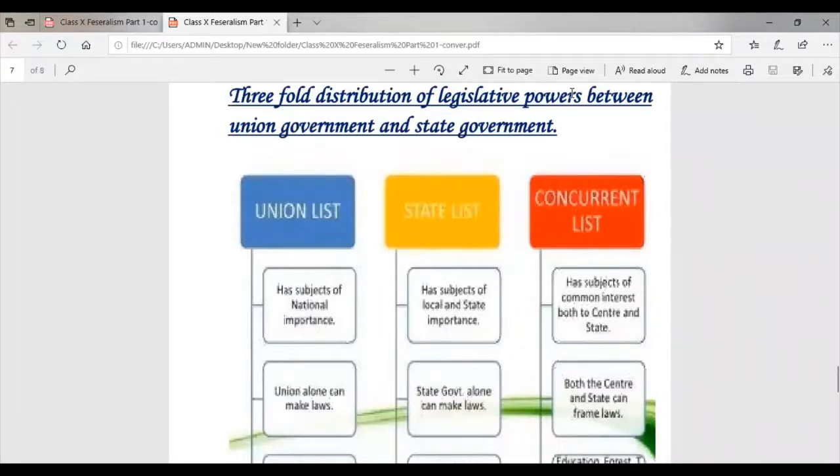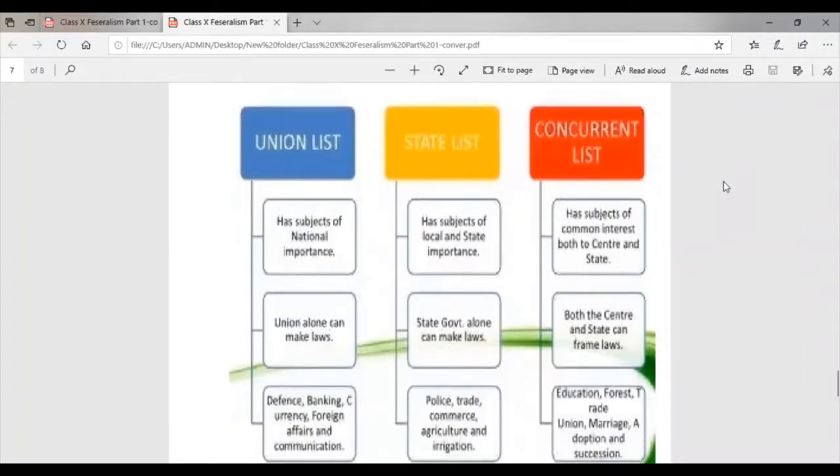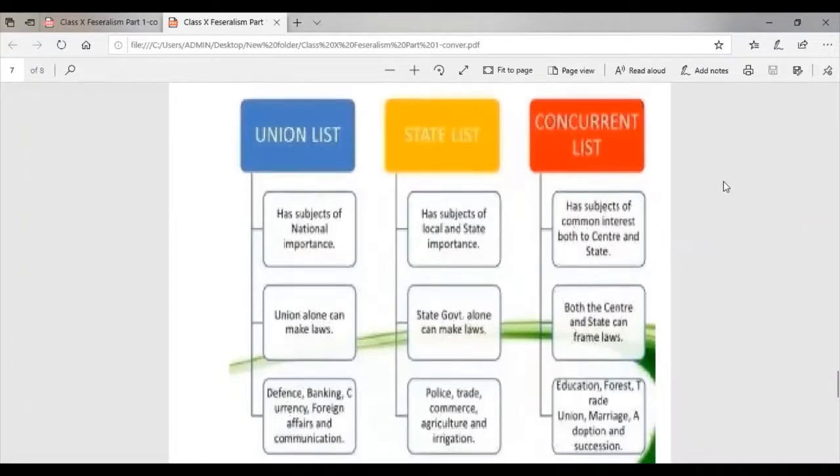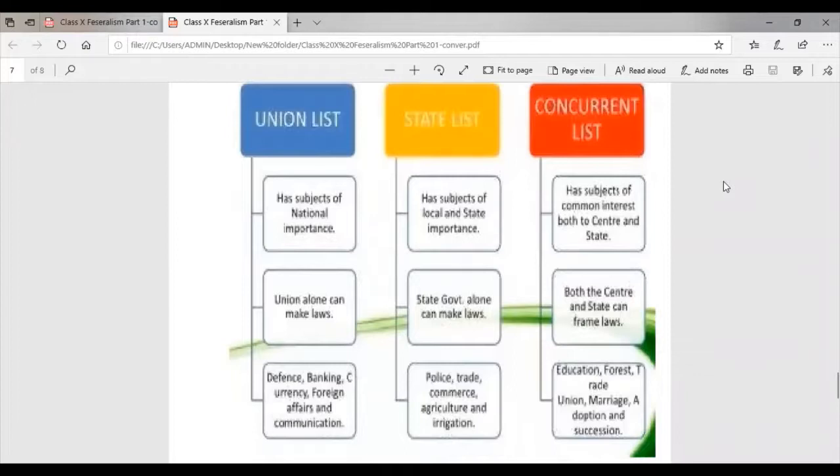In this slide, it is explaining about the threefold distribution of legislative powers between union government and state governments. First, it is explaining about the union list. Union list includes subjects of national importance on which only the union government can make laws. For example, defense of our country, foreign affairs, banking, communications, and currency. They are included in this list to frame a uniform law and policy for the whole country.